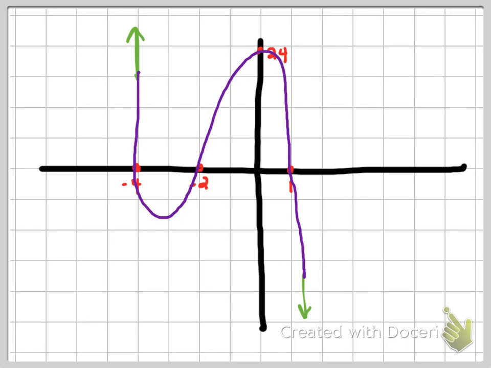So go through each one of them, -4, -2, cross your y-intercept, and then cross your last 0 at 1, and we've connected our end behavior. It connected our ends, and that will be our final answer.